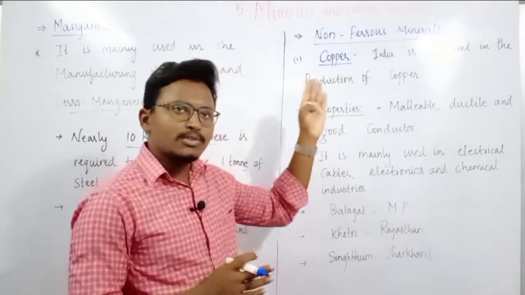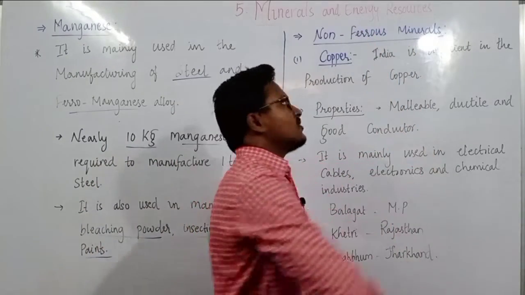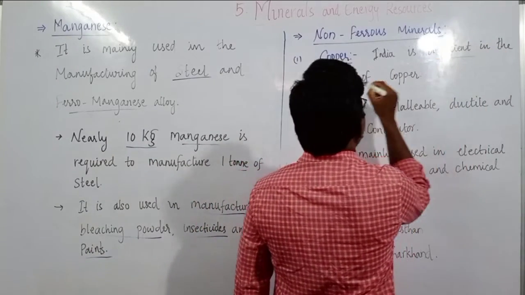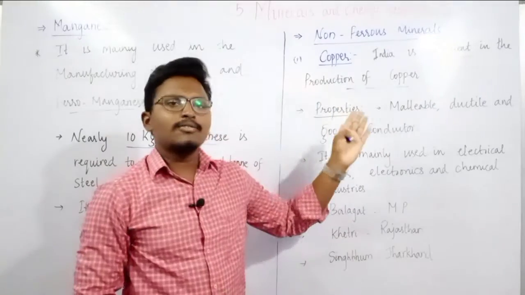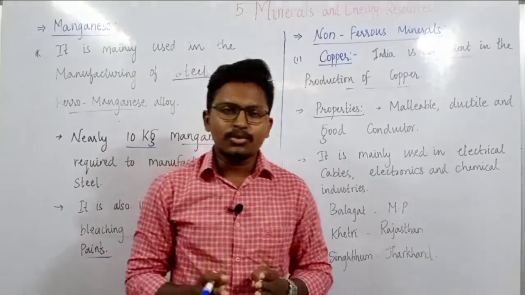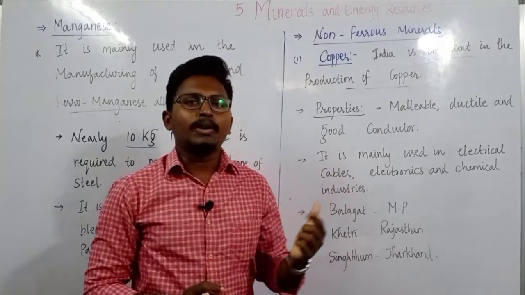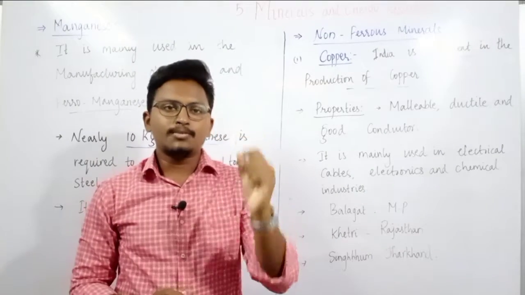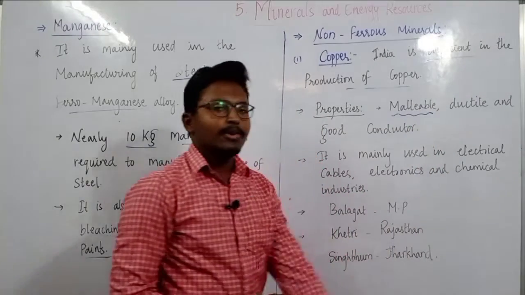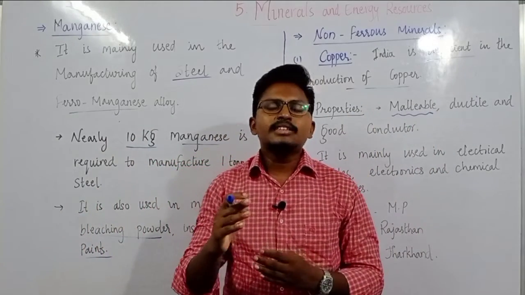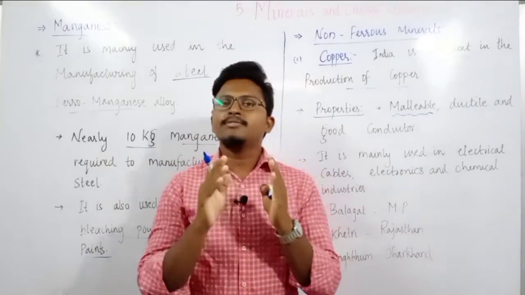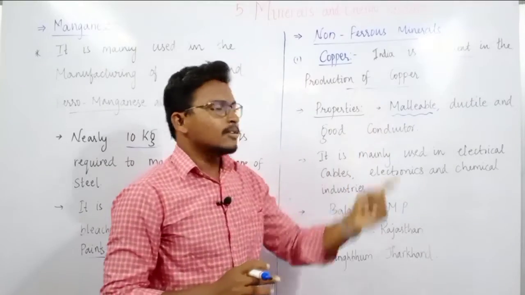When it comes to copper, as I have already told, non-ferrous minerals in the country are very few. In the same way, India is very deficient in the production and supply of copper. India has a small number of reserves and at the same time produces a smaller amount of copper. And what are its properties? The first very important property of copper is that it is malleable. That means it can be easily turned into other forms. We can mold it into different forms.